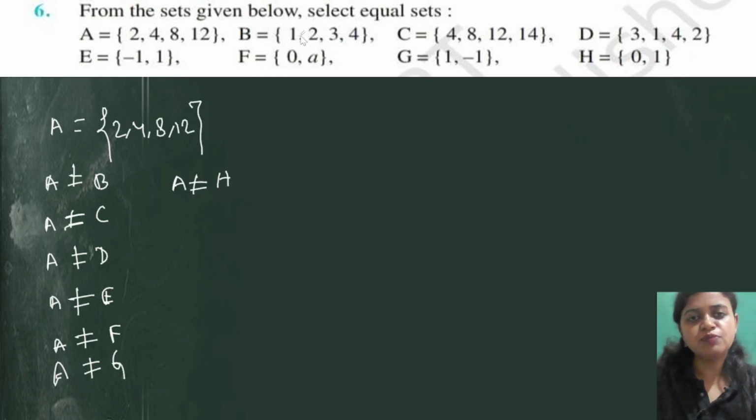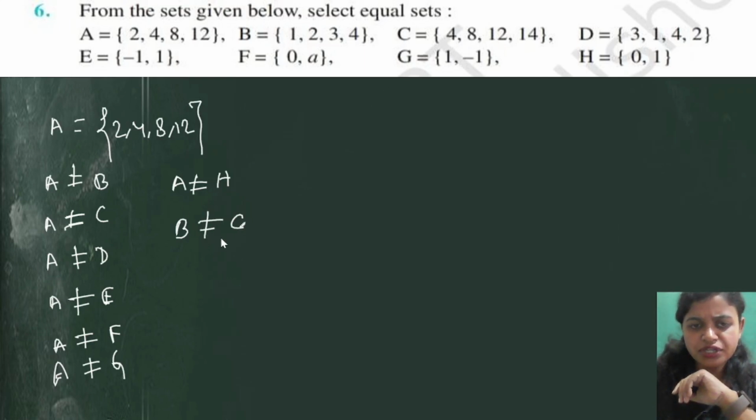So B, 1 belongs to B, but B to C. B and A are already done here, so we do not write B to A. Now B to C we will write. We will compare between B and C. 1 belongs to B, but 1 does not belong to C. So we will write B not equal to C.